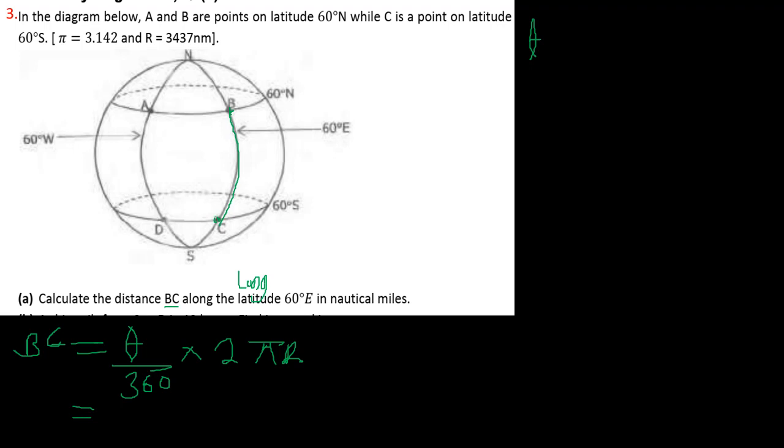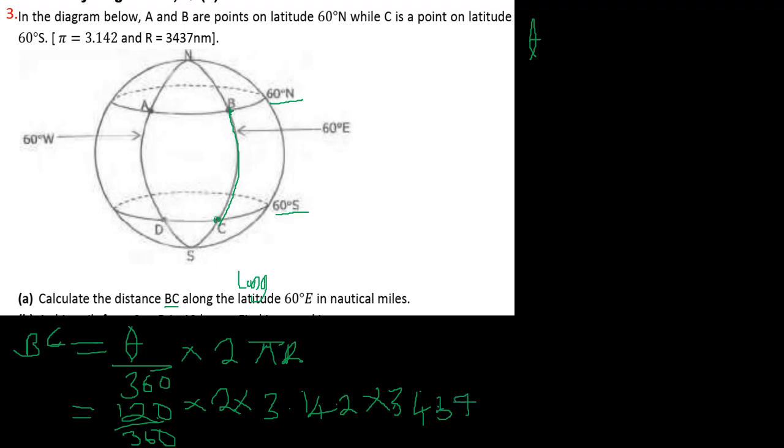B lies on latitude 60 north and C lies on latitude 60 south. So they are in different directions, so we simply add. 60 plus 60 gives us 120. So the difference here is simply 120. So 120 divided by 360, multiplied by 2 by 3.142, multiplied by r, which is 3437, the radius.